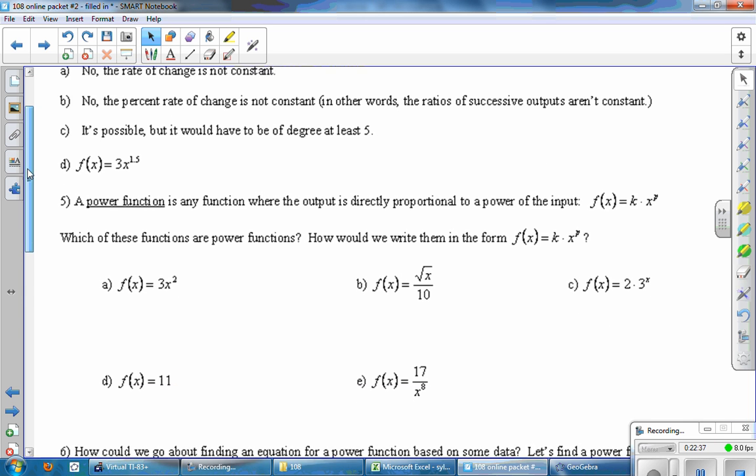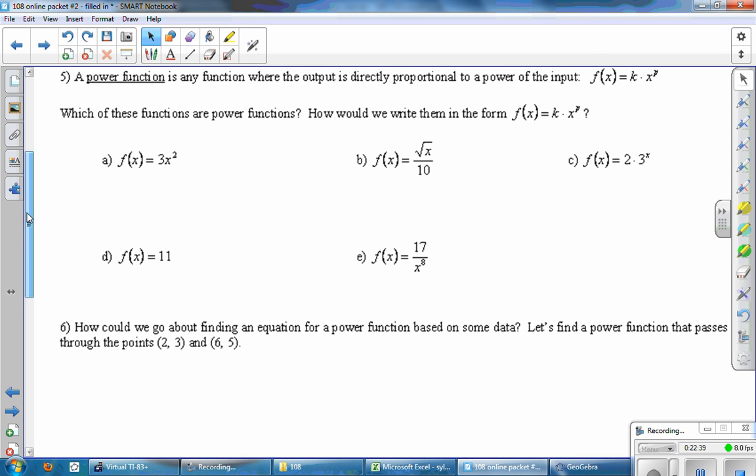Okay, moving on to the next page. The answers are above. We jump down to number 5. A power function is any function where the output is directly proportional to a power of the input. f of x equals k times x to the p. Now this formula we've already seen on the previous page. I'd encourage you to pause the video and make sure you understand this phrase right here. It's got that directly proportional business going on inside it. See if you agree that translating that phrase gives you exactly a formula like this.